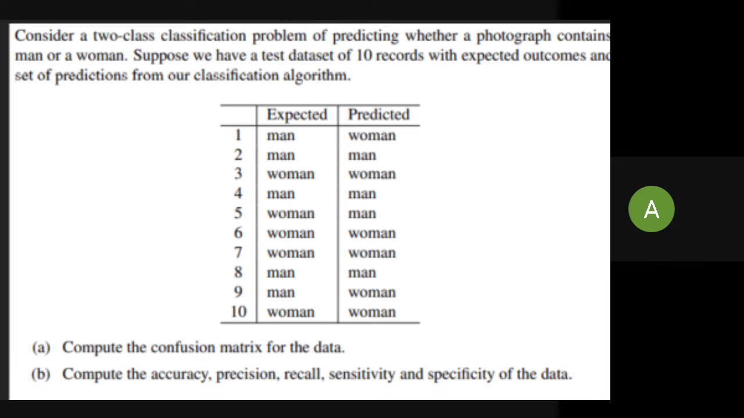Since they have considered man initially, if the photograph is predicted as man, man can be considered as positive and woman can be considered as negative class. This is the first assumption we are making. Man is considered as positive, woman is considered as negative. Now they have given a sample of 10 test data, and the predicted value for this data is given. From this we need to compute the confusion matrix and calculate all the other parameters.